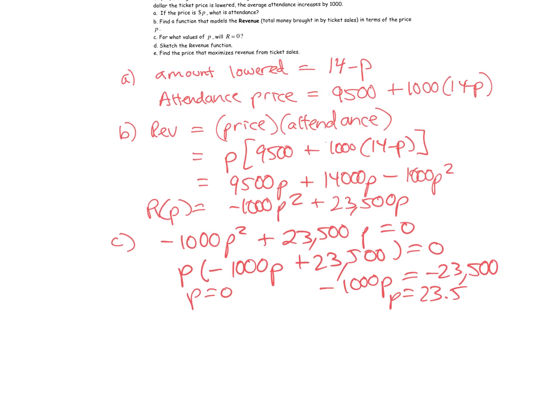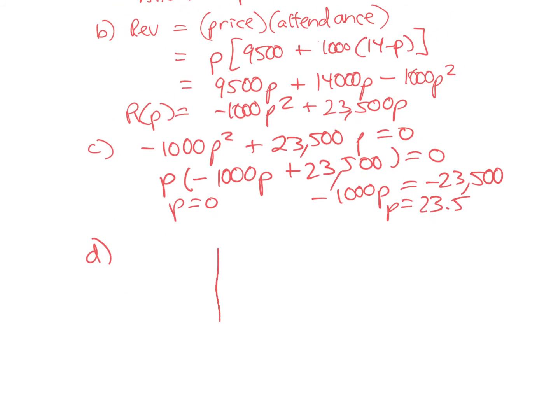So sketch the revenue function. This revenue function has these two x-intercepts, opens down since A is negative, and so it's just going to open down. And this would be 23.5.